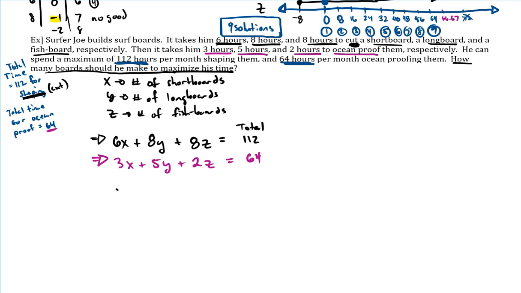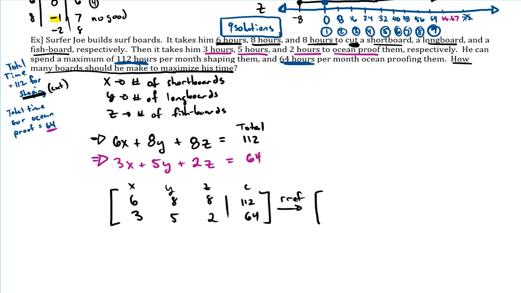Well, to solve for this, let's convert it into a matrix. So x, y, z, and then our total is our constant. And then we've got 6, 8, 8, 112, 3, 5, 2, 64. And then this is where we'll use our RREF function on our calculator. And for now, I'm just setting everything up.